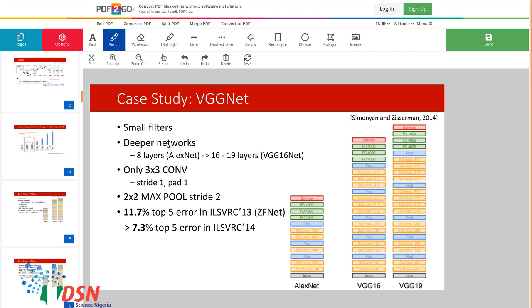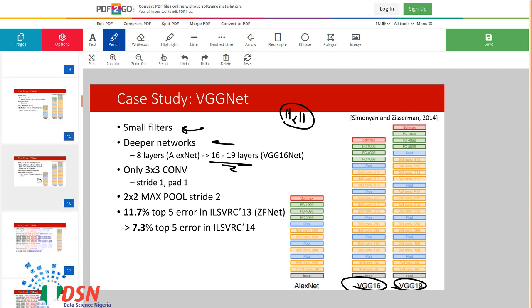Okay, so in VGG, instead of using large filters in the first layer, so in AlexNet they used large filters for the first layers, but in VGG they use small filters, and also they use deeper networks. So instead of 8 layers in AlexNet, they use 16 and 19 layers. So as you could see, we have two famous VGG models, which are VGG16 and VGG19, that relate to the number of layers.